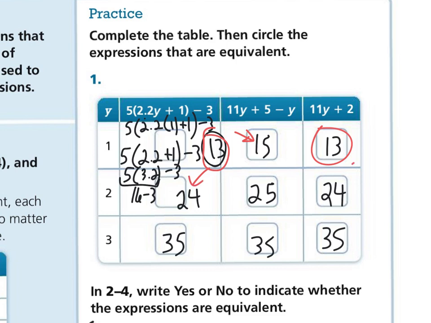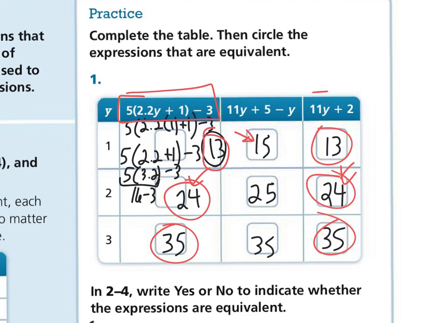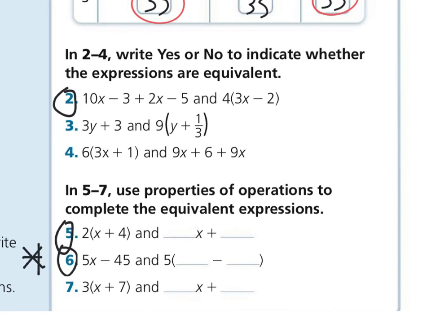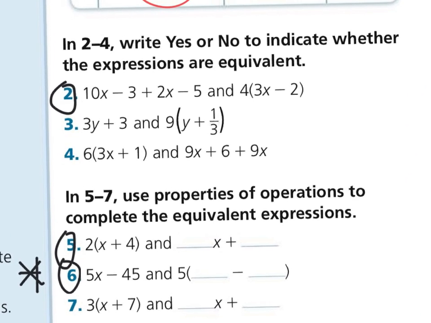So let's check these first and last ones out. They both have 24s here. They both have 35s there. It says circle the expressions that are equivalent. So I guess that wasn't a very good circle. But anyway, the first and third ones there would be the ones that would be equivalent. If you look at this next part, they want us to tell whether these are equivalent or not. We're going to make a slight modification here on this first one. We're going to go ahead and change these all to addition.